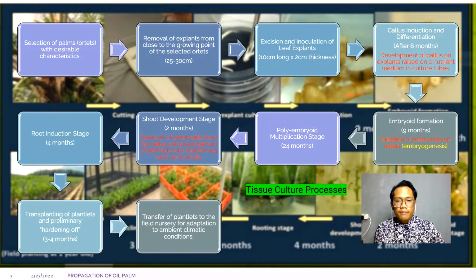After 9 months, the embryonic formation stage, which we call embryogenesis, occurs. After 24 months, the polyembryoid multiplication stage occurs, and 2 months later there is the shoot development stage, where we remove the embryos from the callus and develop the plantlet with functioning root and shoot. 4 months later is the root induction stage, and within 3 to 4 months later, the plantlet is transplanted and we perform preliminary hardening off before transferring the plantlet to the field nursery for adaptation to ambient climatic conditions.